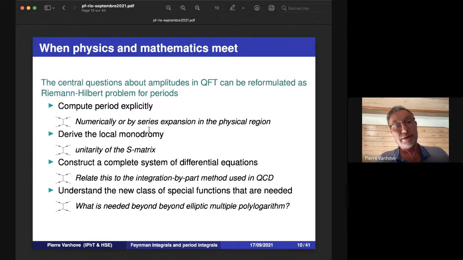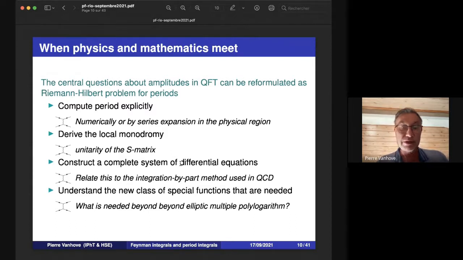So it's a place where you really have a map between things that come from physics and things that come from math, in particular Riemann-Hilbert problems, where you want to compute periods and understand the local monodromies, which you can do by unitarity, understanding what physicists call unitarity of the scattering matrix. You can try to understand what the complete system of differential equations is.